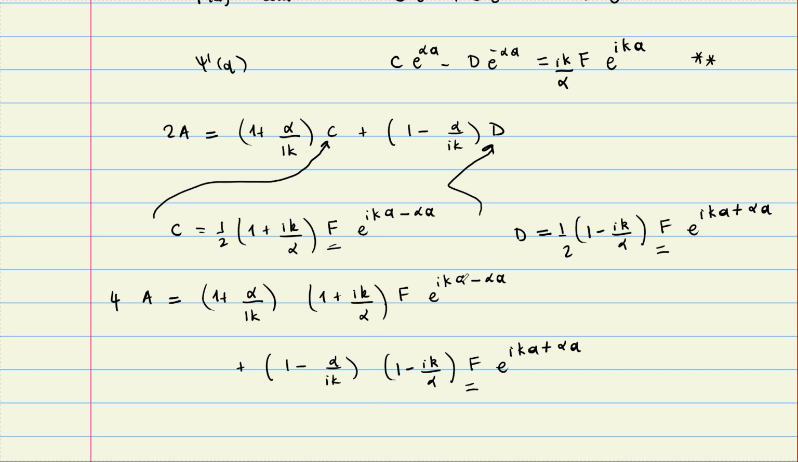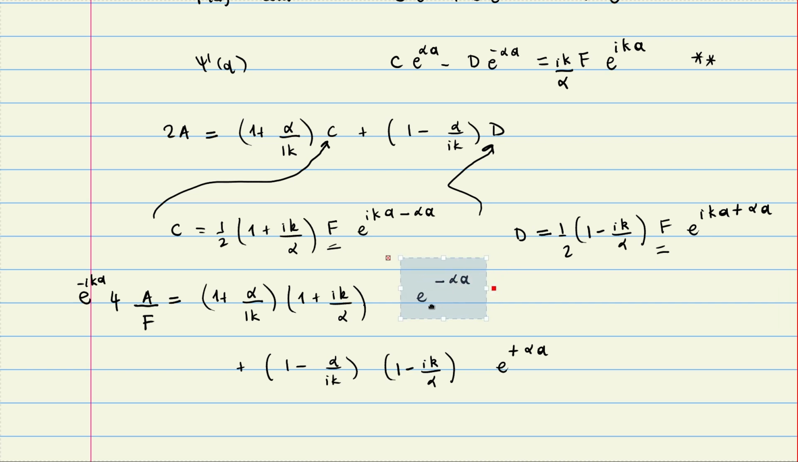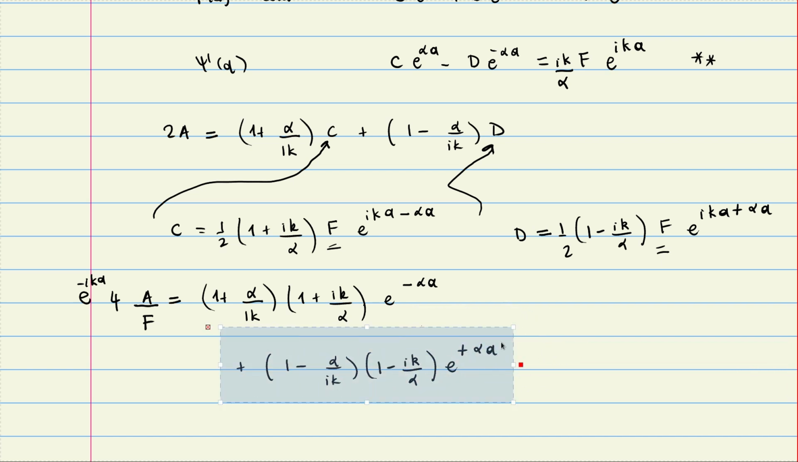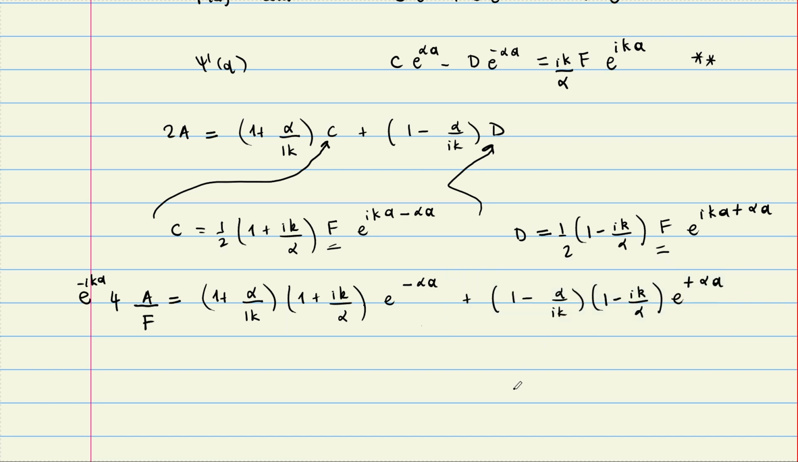And I can take this e to the ik to here. This is e to the minus ika. So this guy is gone, and this guy is gone because I took it to the other side. And I want to divide it by f. This one is gone. This one is gone. And let me squeeze it a little bit so that we can see everything in one line. Okay, and I think we are okay.